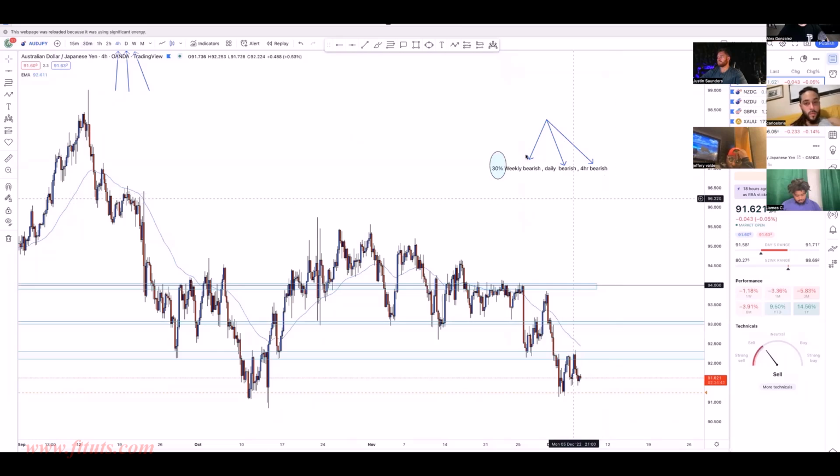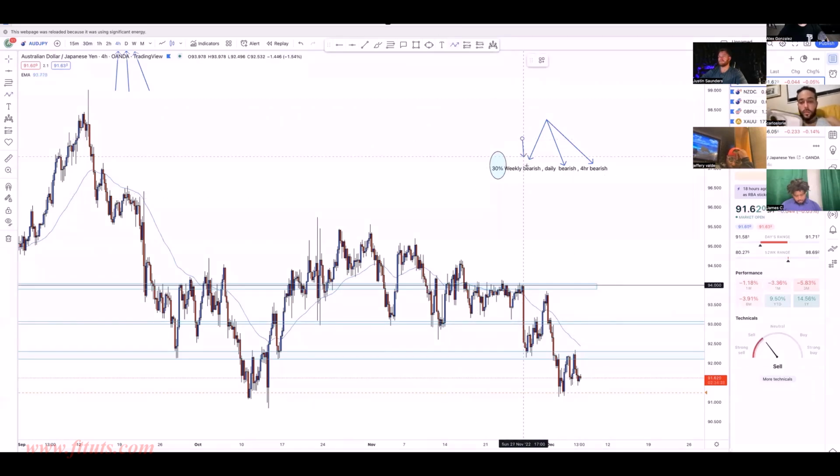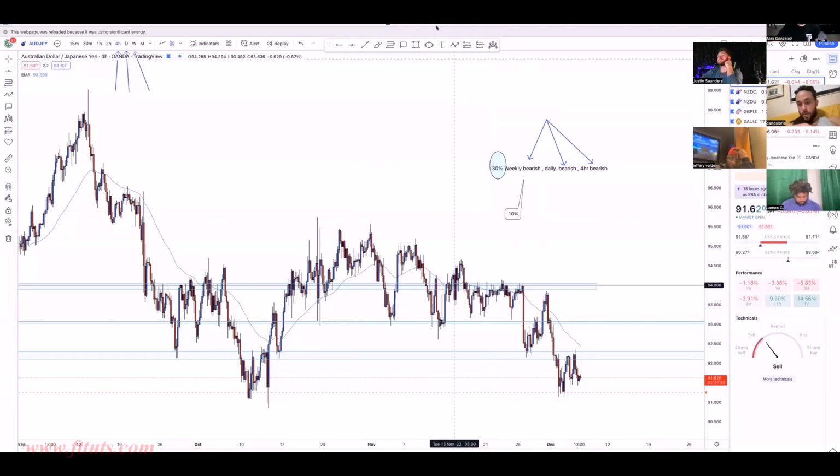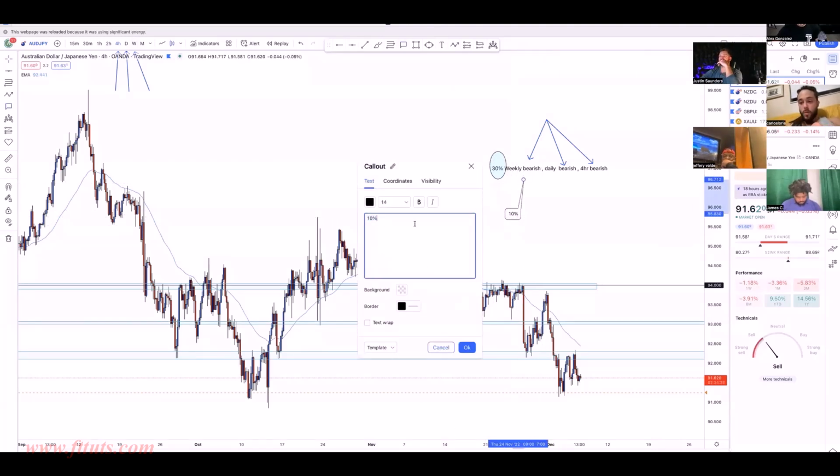What is the 30%? Great question. Every single time frame in sync is 10% towards your grade. So this time frame being bearish is 10% towards your grade. This is 10% towards bearish.